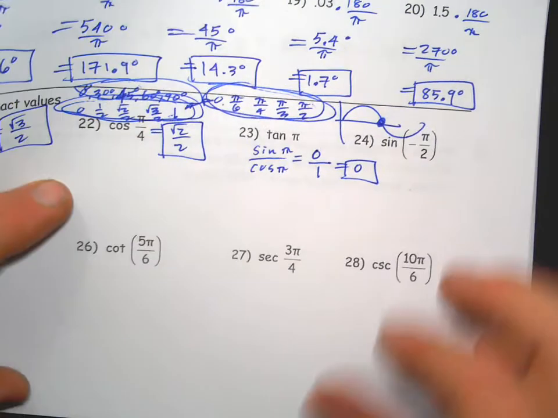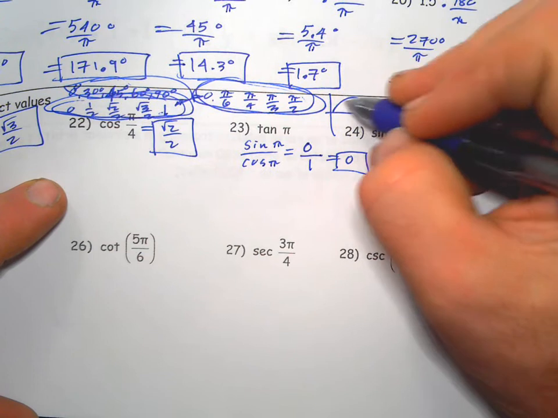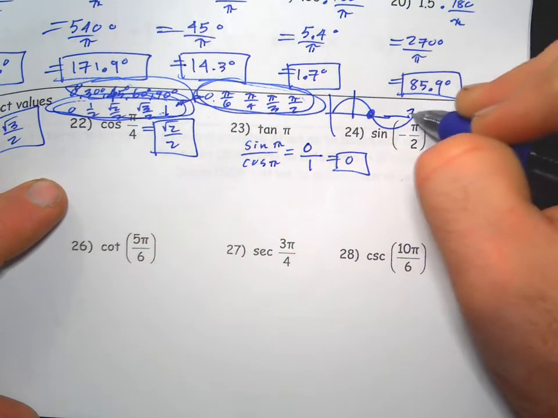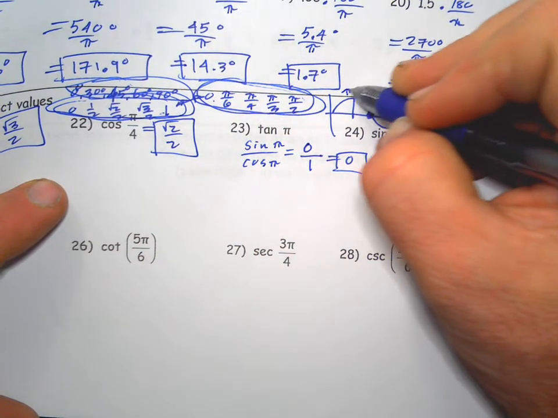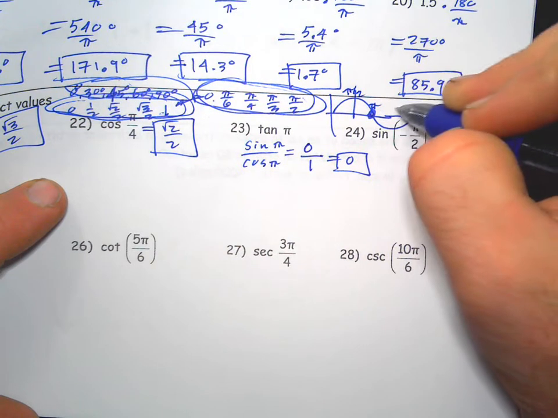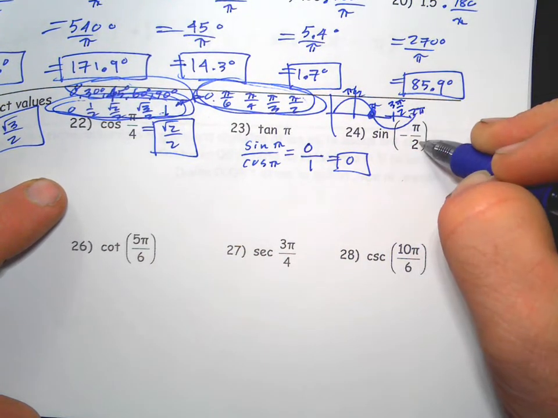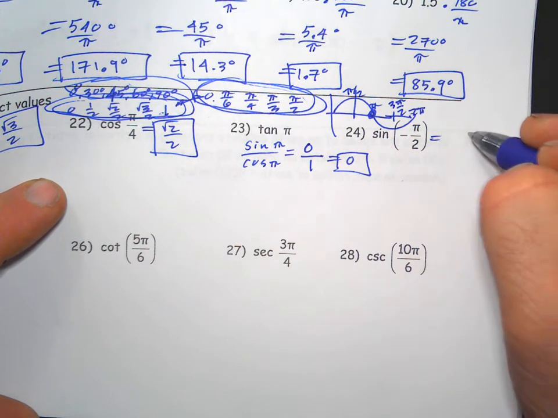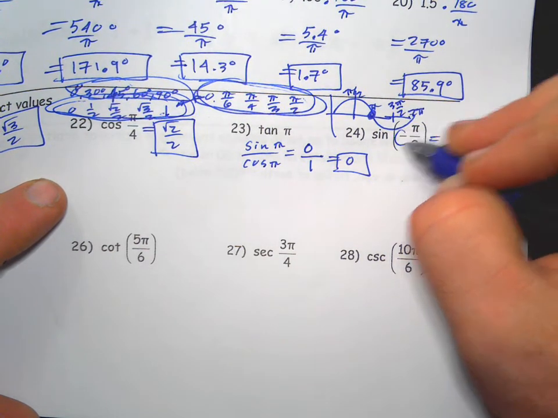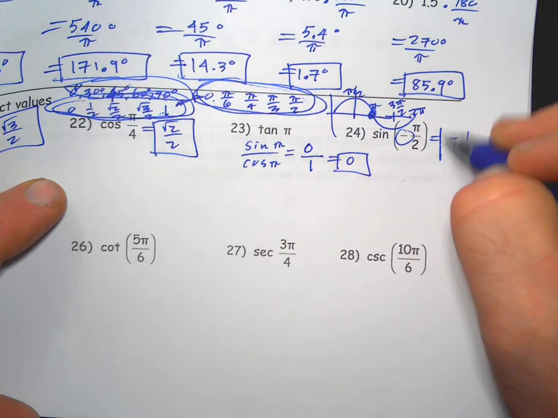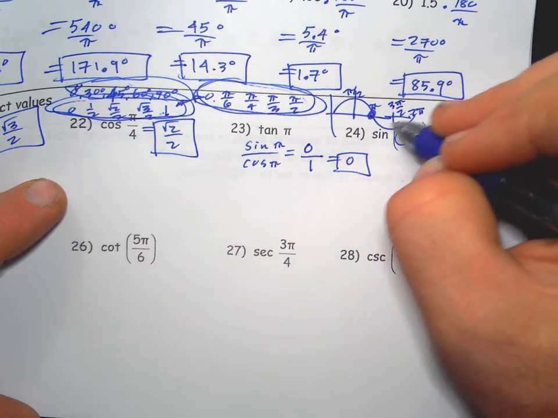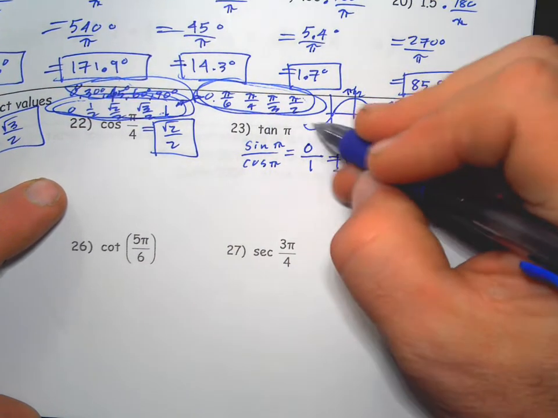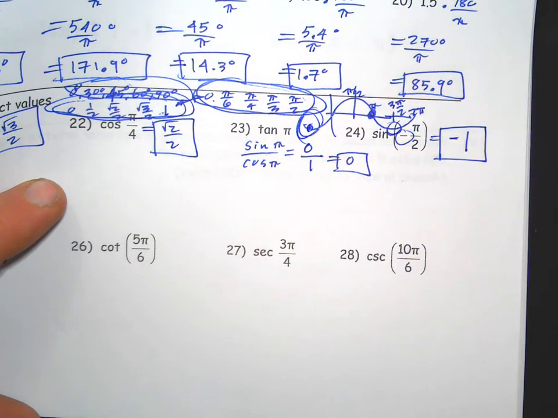Negative pi over 2. Now, that's the same as one quadrant. If it's 2 pi, then each quadrant is pi over 2: pi over 2, 3 pi over 2. Each quadrant is pi over 2. So that's a quadrant, same thing as 90. That's going to be 1, but we're going backwards, so it's going to be -1. It's right here. It's going backwards right here. Okay?